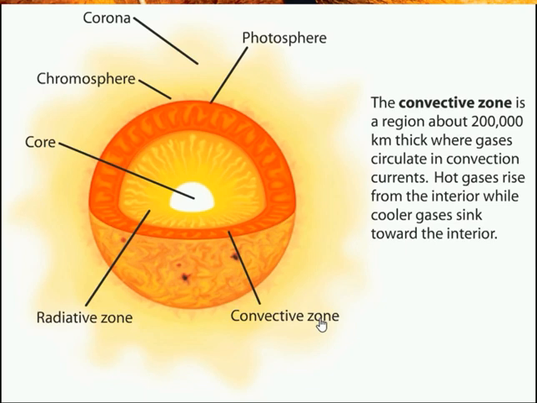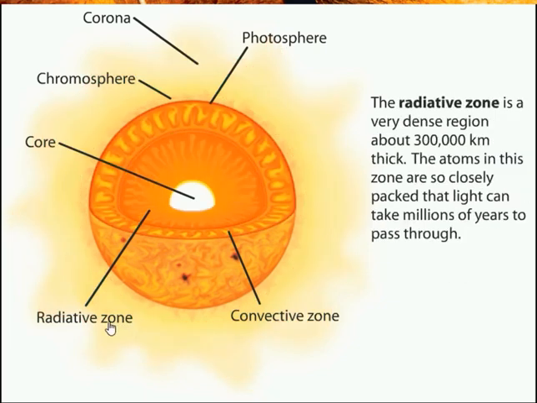The convective zone is a region about 200 kilometers thick where gases circulate in convection currents. Hot gas rises from the interior while cooler gas sinks towards the interior. The radiative zone is a very dense region about 300 kilometers thick. The atoms in this zone are so closely packed that light takes millions of years to pass through.